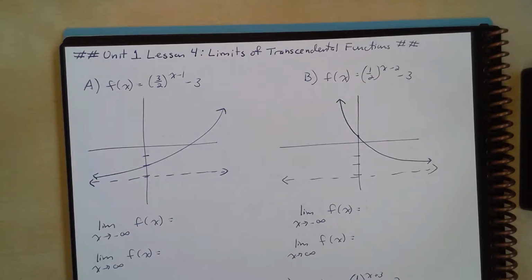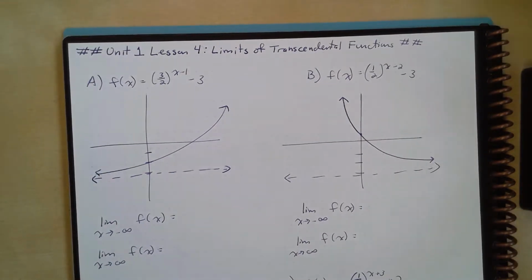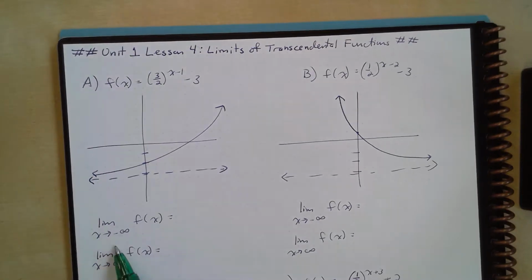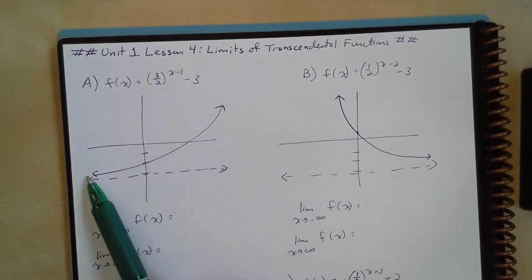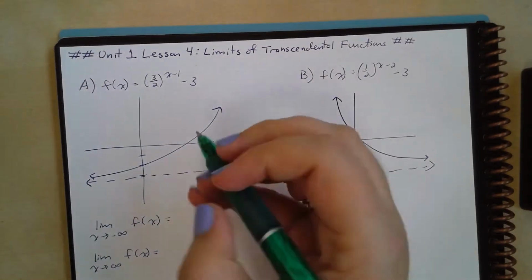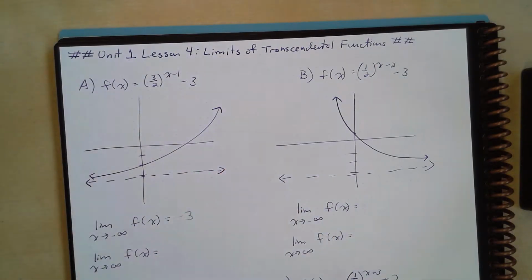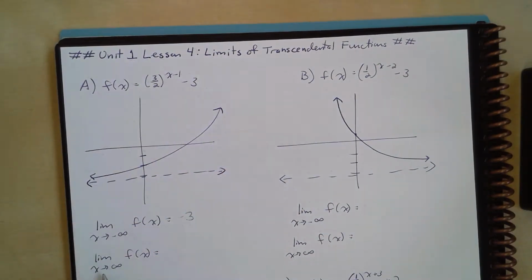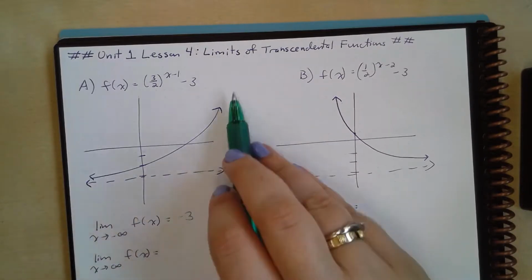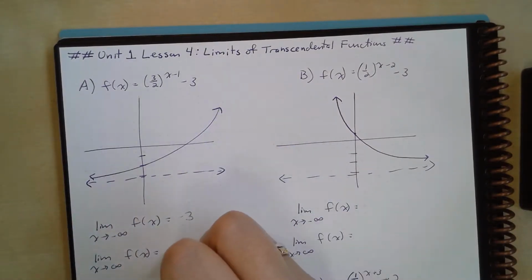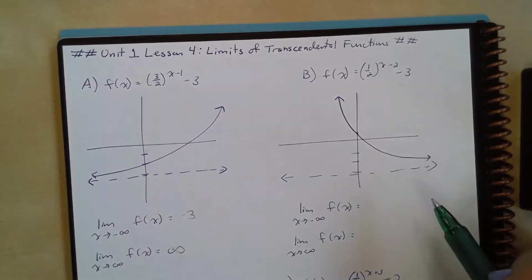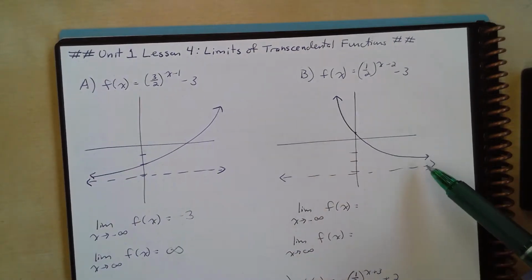So in front of us we have some exponential functions, and we want to find our limits as they go to negative infinity and infinity. Looking at part A, as x goes to negative infinity, we're going out to the left. It looks like f of x is going to negative 3. And as x goes to infinity, we're just going up and up and up forever, so we are going towards infinity.